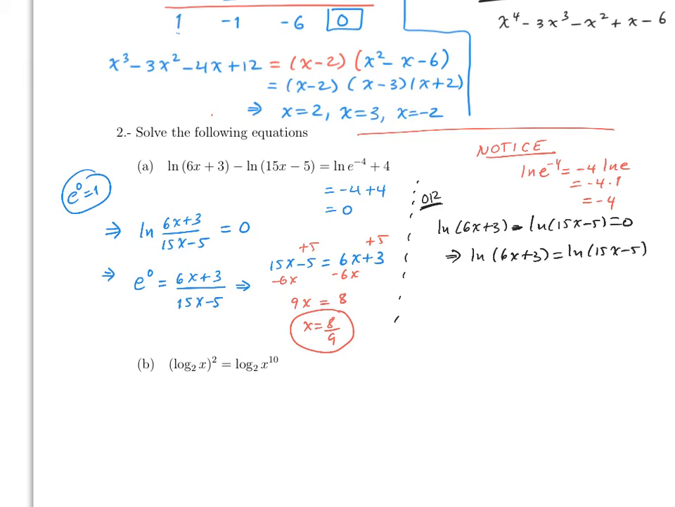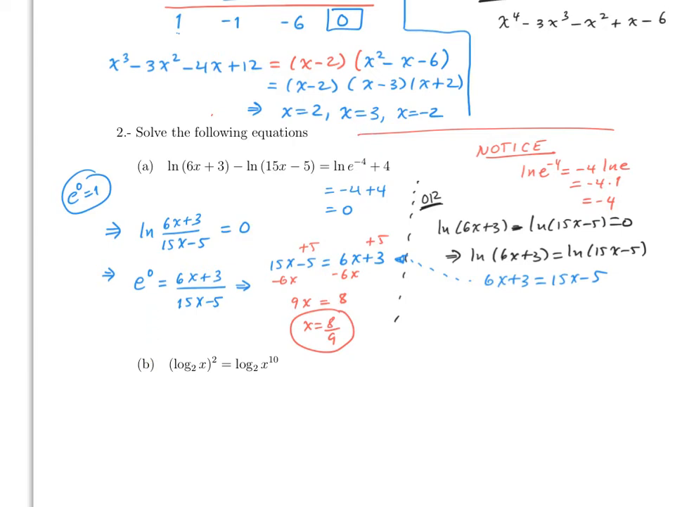And you can cancel the ln, and then you will end up with 6x plus 3 is equal to 15x minus 5, which is technically this right here, okay? So there was no need to do it this way. However, when it equals 0, this is the proper way to do it. So this is how you should do it: just write it as a single log first, then change to exponent, and then solve for x.